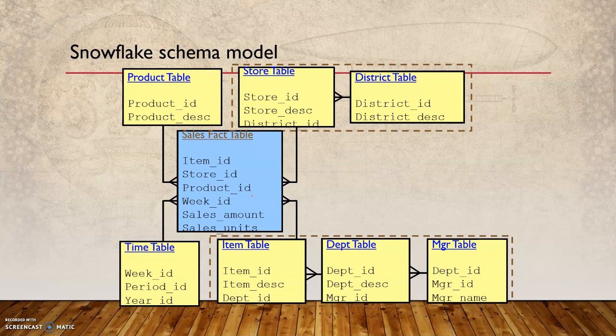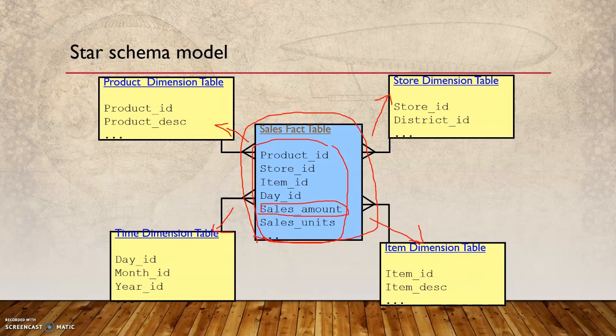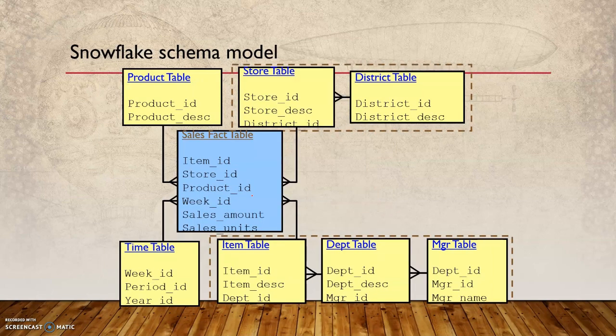So that's about the star schema and the snowflake schema, because that plays a critical role in the data warehousing system. I hope you have some clarity on what a star schema and a snowflake schema are.